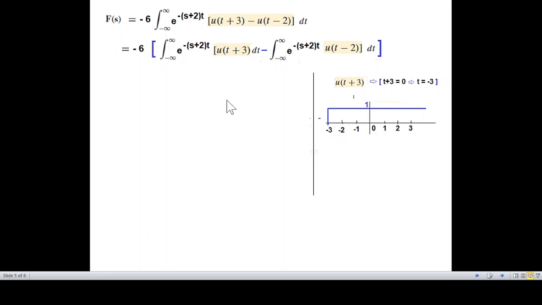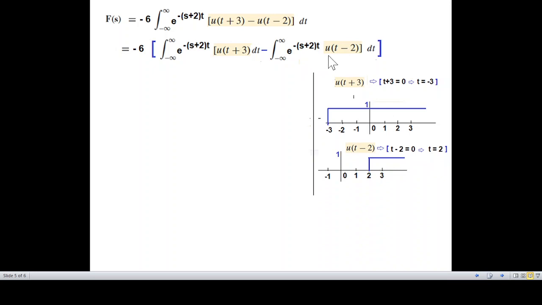So this implies that our limit, instead of negative infinity, it should start from -3, because before this the function is 0. So anything multiplied by 0 will be 0. So that is one thing.